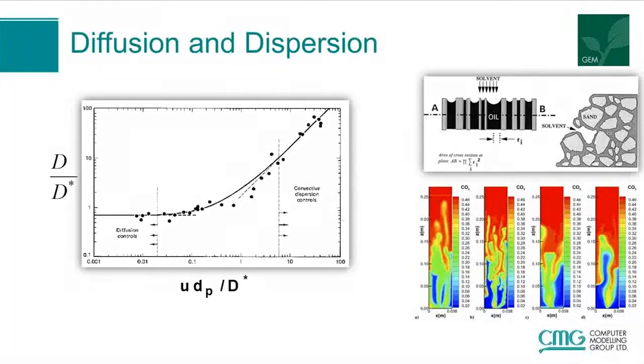Molecular diffusion has been shown to be one of the main recovery mechanisms in fractured reservoirs. Diffusion is the result of the concentration gradient, and dispersion is due to the velocity variations. In GEM, we have the option to directly define the diffusion for each component in different phases, and also you can define the dispersivity for each phase. At low velocity conditions, the process is controlled by diffusion, while at high velocity conditions, the physical dispersion is controlled by convective dispersion.